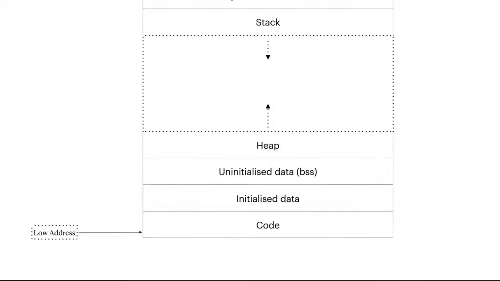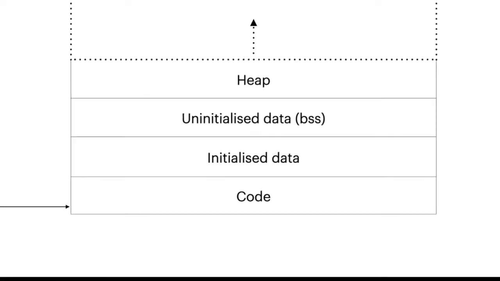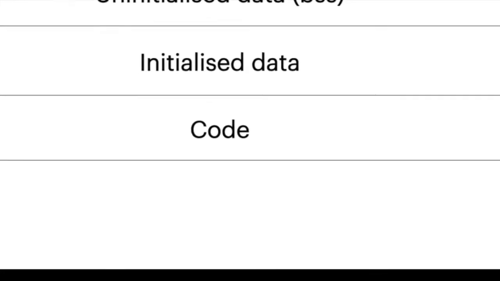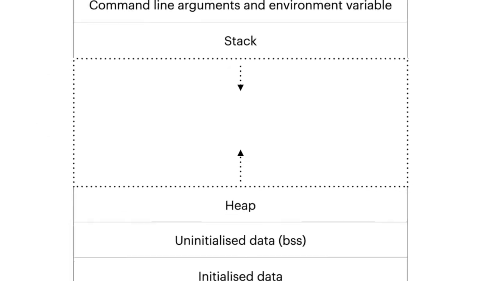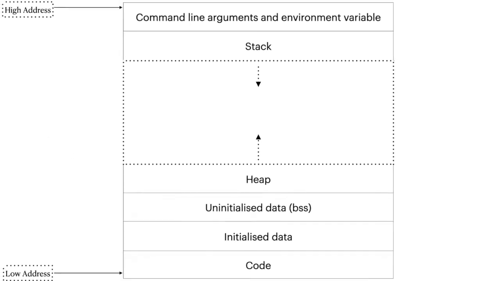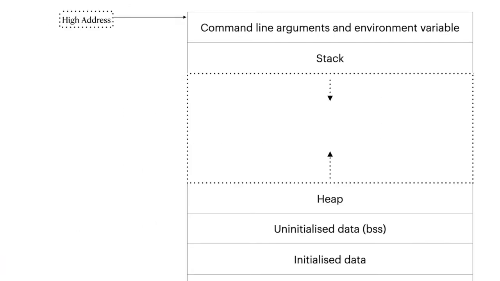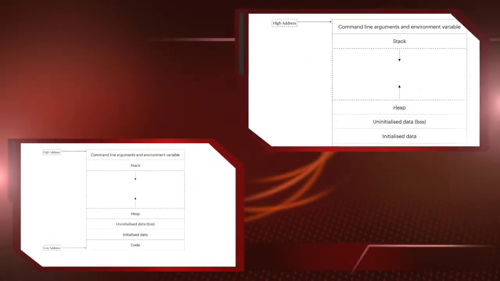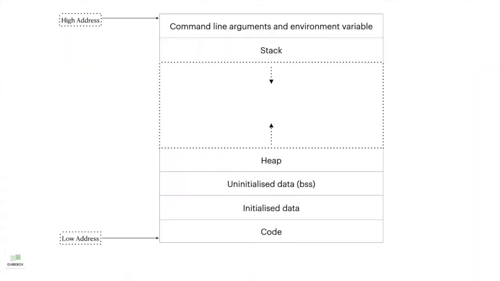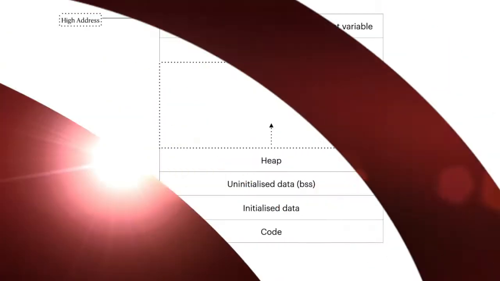Code segment and initialized data segment are initialized with memory at compile time itself. Heap and stack segments are allocated for a program at runtime and they grow in opposite directions. The topmost segment is for command line arguments and environment variables. As per its name, we can understand that it is used for command line arguments. Now we'll see each segment one by one.